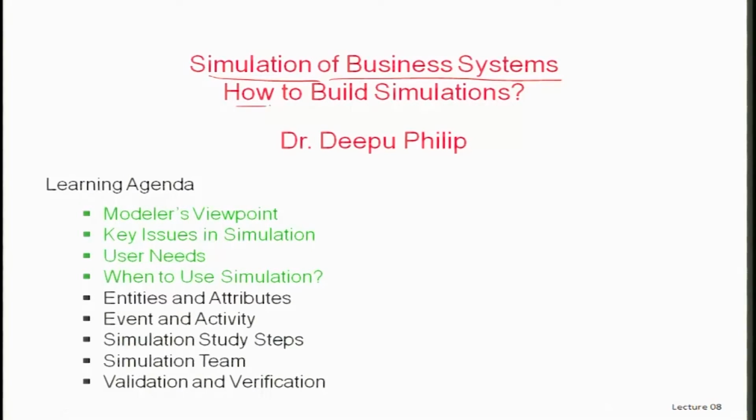Welcome once again to the course on simulation of business systems, and we were discussing the topic of how to build simulations, and we have already seen one part of this lecture. The lecture that we have already seen is the modeler's viewpoint, why it is important to have the viewpoint and why it is important to understand that, what are the key issues related to simulation, and how different types of users have different user needs, and how depending upon these user needs the different simulation models are built. And then lastly, we talked about when to use a simulation or what are the right scenarios in which the simulation is to be used.